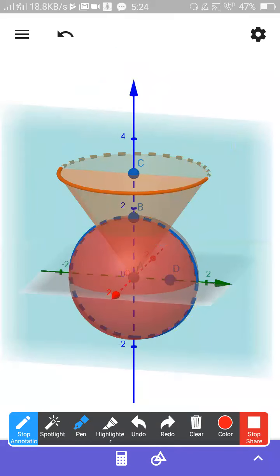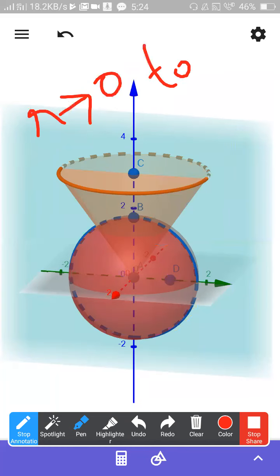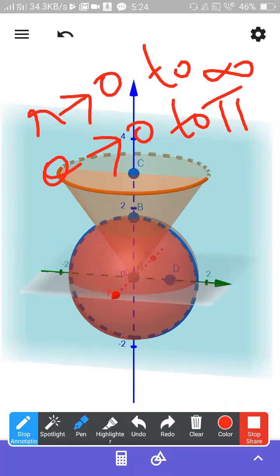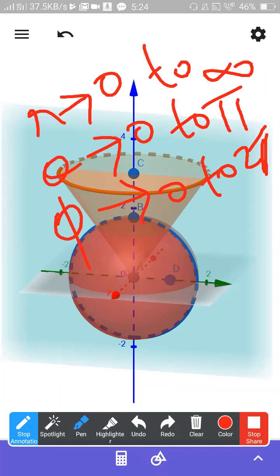And again, finally, I am asking you one more question. Please recall, what is the range of R, sir? 0 to infinity. What is the range of theta? 0 to pi, 180 degrees. What is the range of phi? 0 to 2 pi. Please be clear about this.